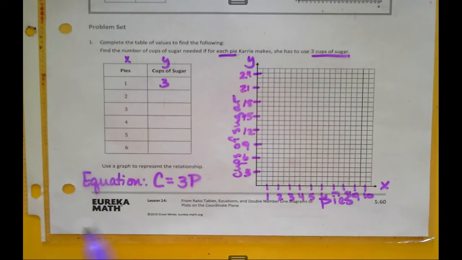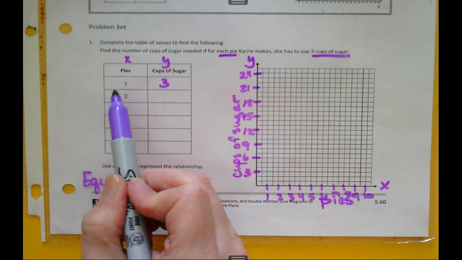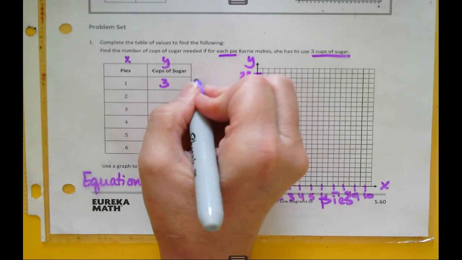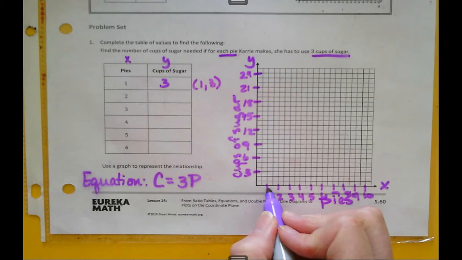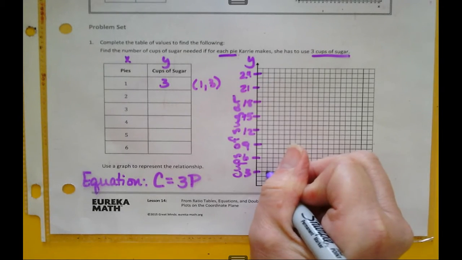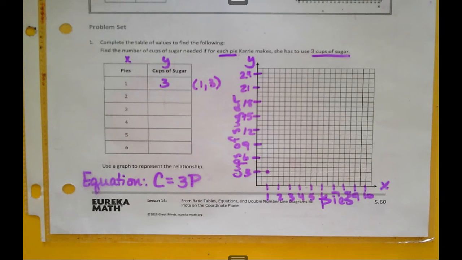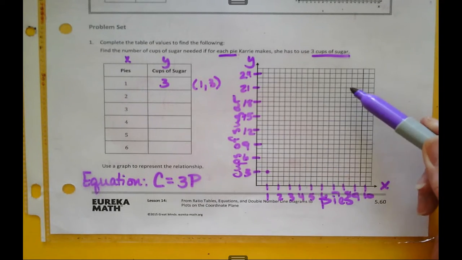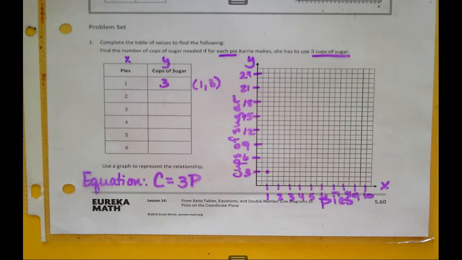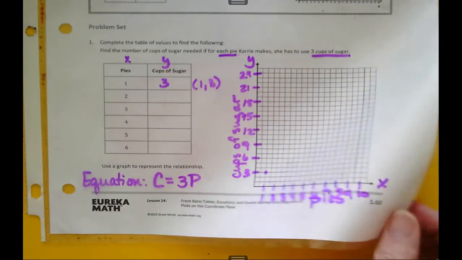Okay, now, as a reminder, this in the table, the x, y, is also graphed as the point (1, 3). So I go over to 1 and up to 3 and make my dot. And then you're going to make all of your other points on the graph to make a line on the graph for number 1.